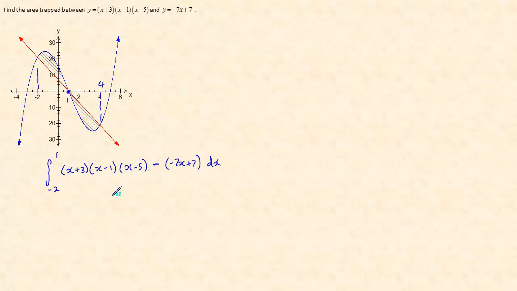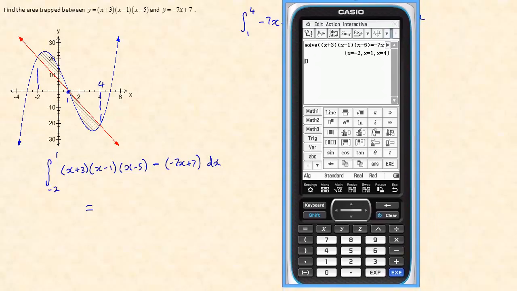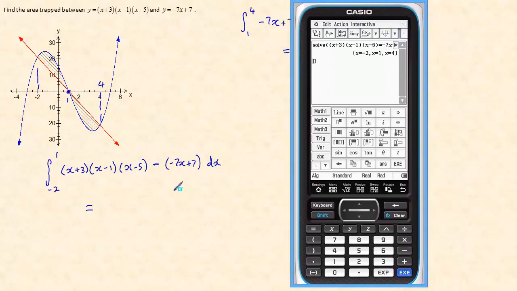That'll work for this one and give us a positive answer, as we'll see in a moment, because the blue is above the red there. Now in this section the red is above the blue. So from 1 to 4 we'd have to do -7x + 7 take away (x + 3)(x - 1)(x - 5), and as we'll see in a moment, that gives us a positive answer. So I'm going to do the integrals on the calculator. Obviously we could do these manually.